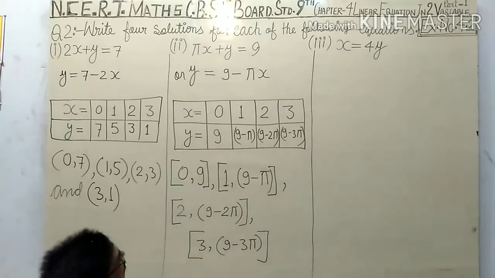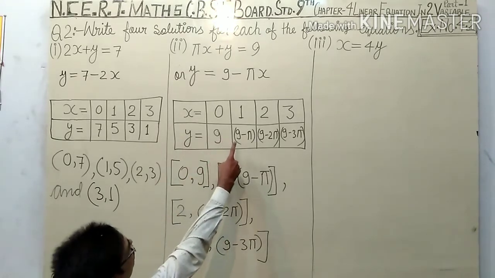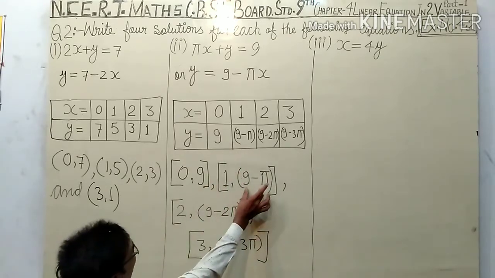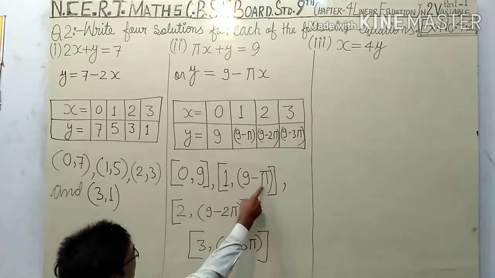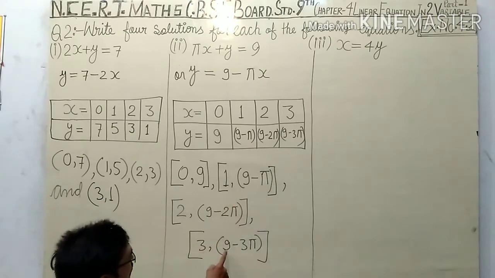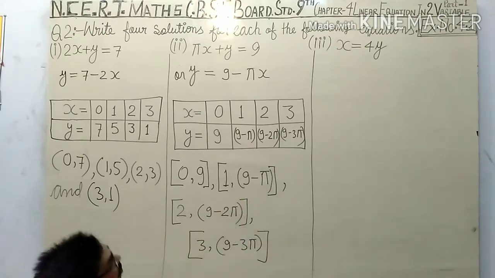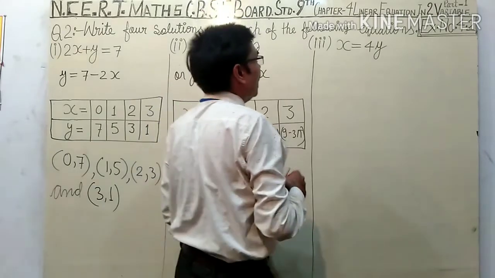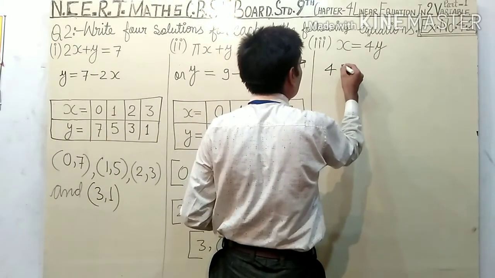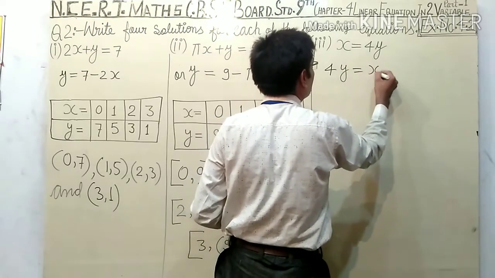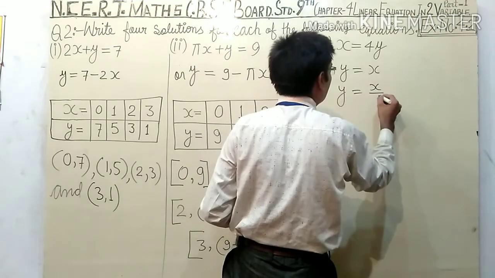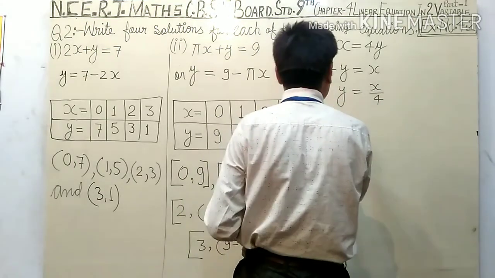It means if you take -1, -2 and -3, then the values of y are 9 plus x, 9 plus 2 pi, and 9 plus 3 pi. So part third, x equal 4y can be rewritten as 4y equal x, and now y equal x by 4. So we have to find the value by drawing the table.